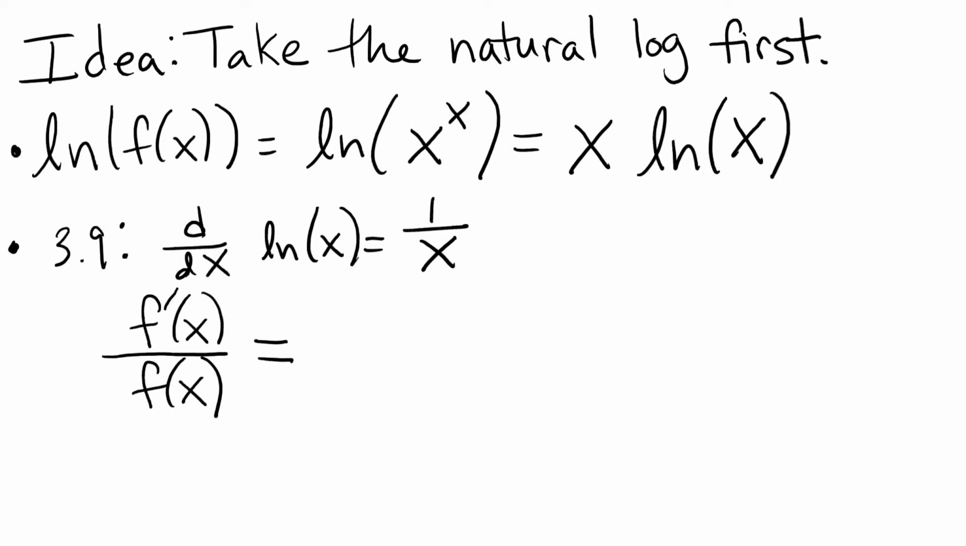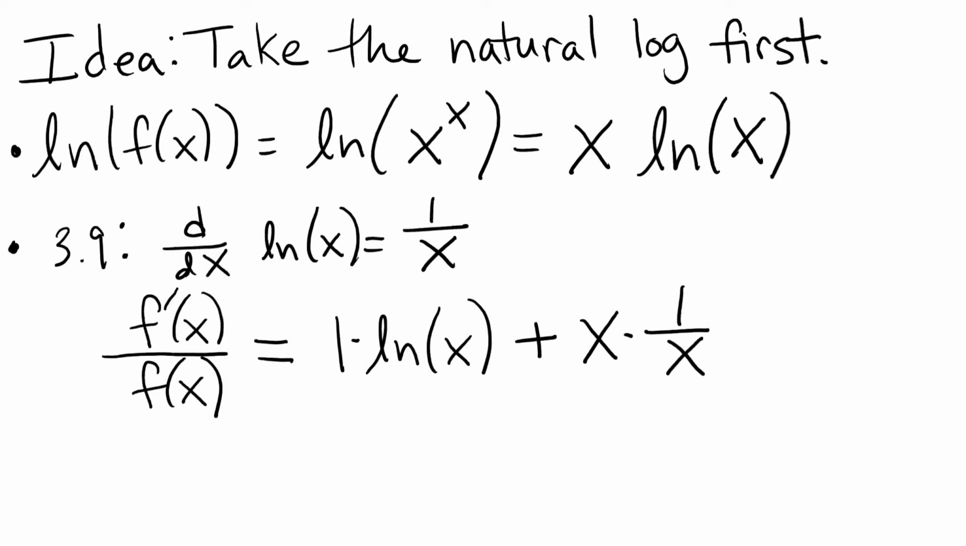On the right-hand side, we don't have a composition. We have a product, so we have to use the product rule. And the product rule says we differentiate this x and multiply it with the natural log, and we add another term where we leave the x alone and differentiate the natural log. So here we get ln of x plus 1. That's the derivative of x ln x.